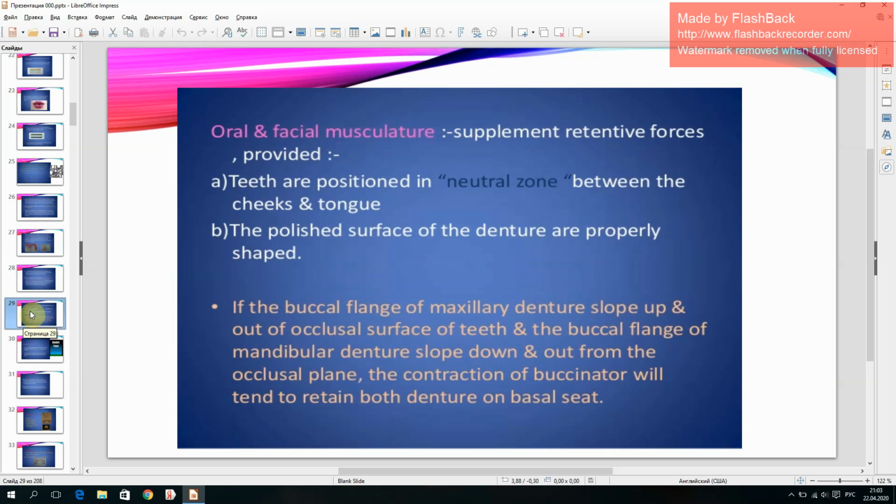Oral and facial musculature supplement the retentive forces provided. A. Teeth are positioned in the neutral zone between the cheeks and tongue. B. The polished surfaces of the denture are properly shaped.